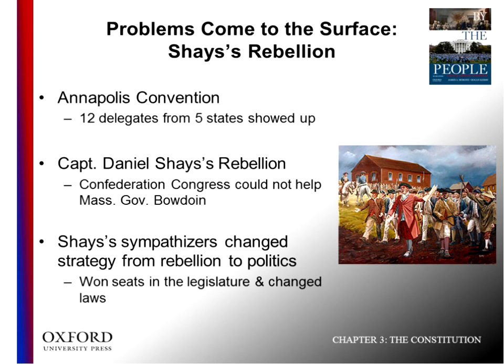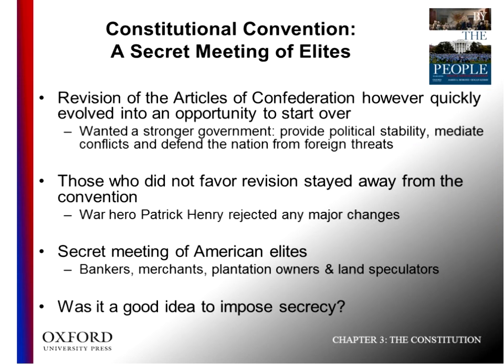And Shays' sympathizers really changed the strategy from rebellion to politics. When they saw that they couldn't defeat the Massachusetts government by force, they just decided to join the government and change it from the inside. So it was quite the upending times.